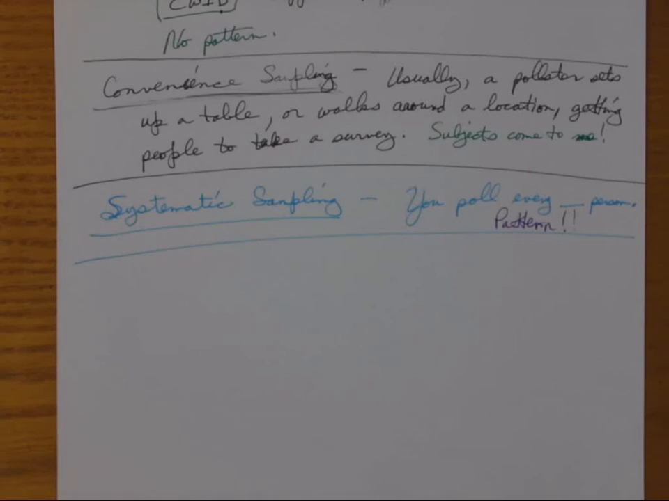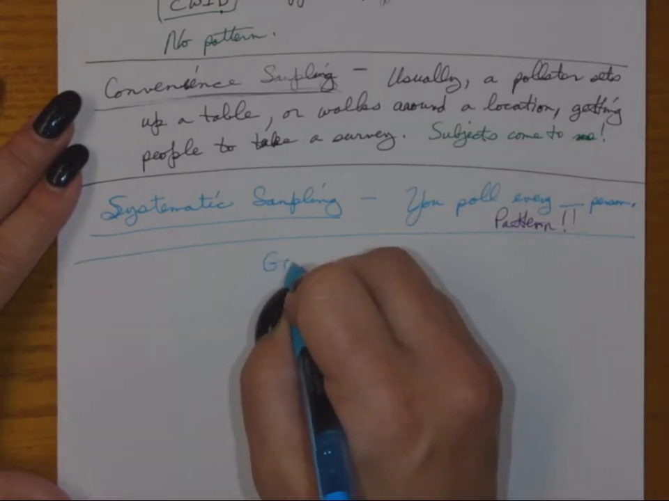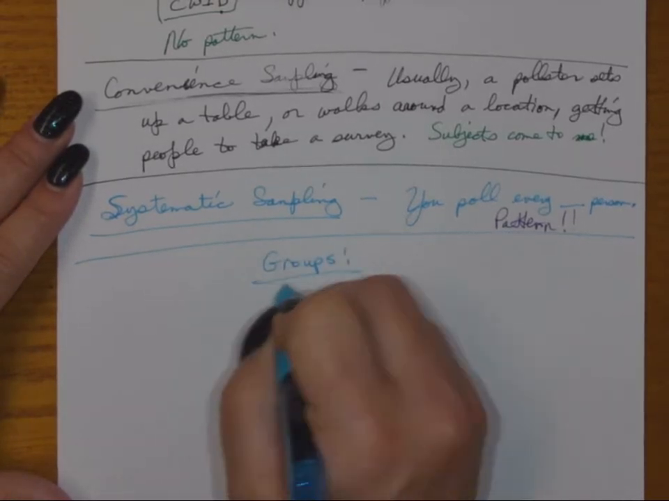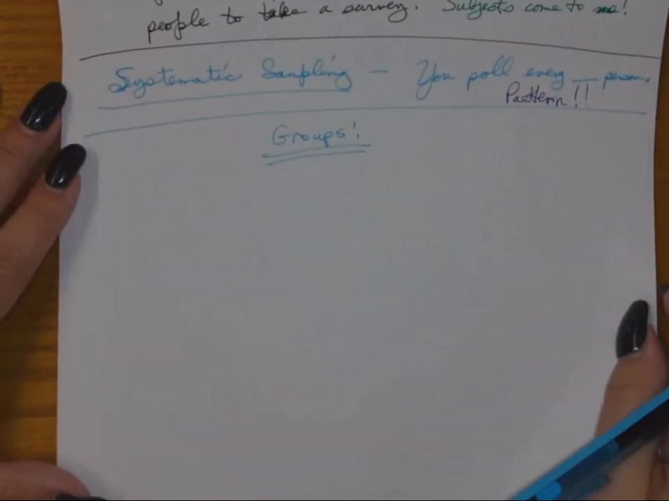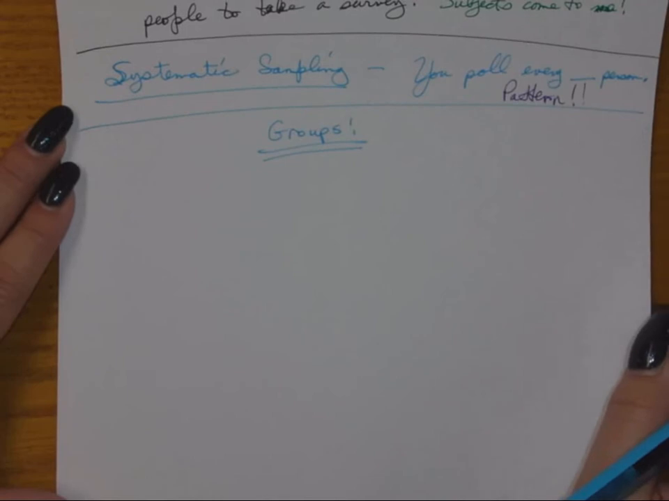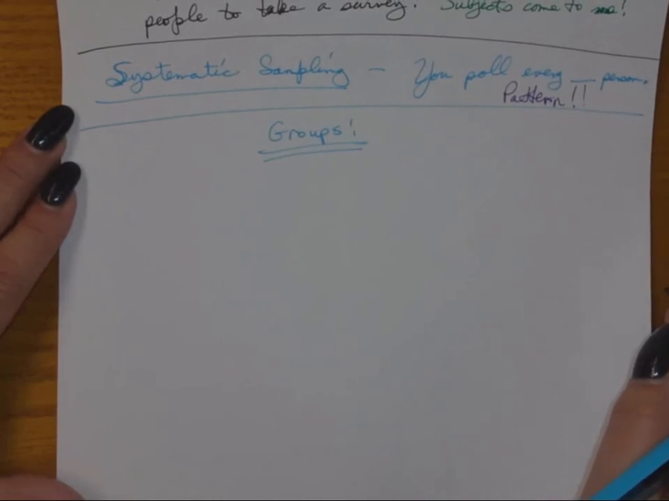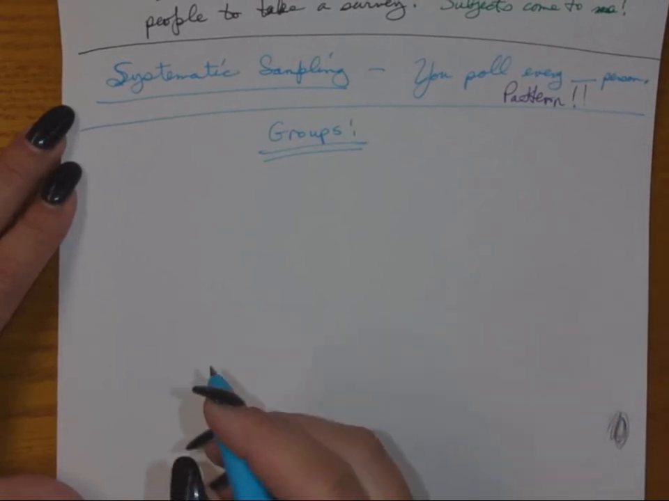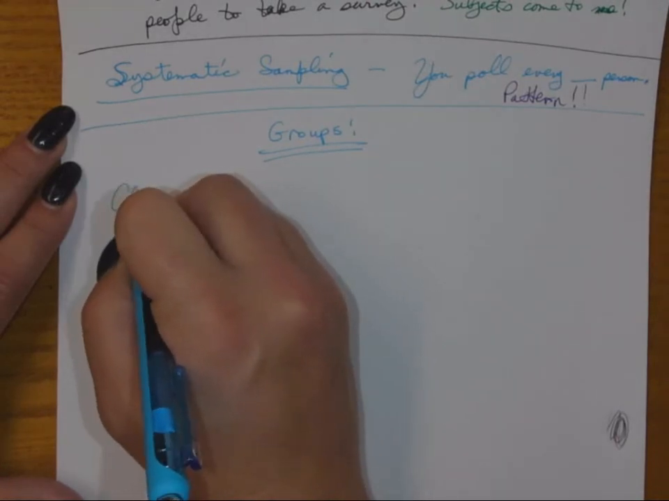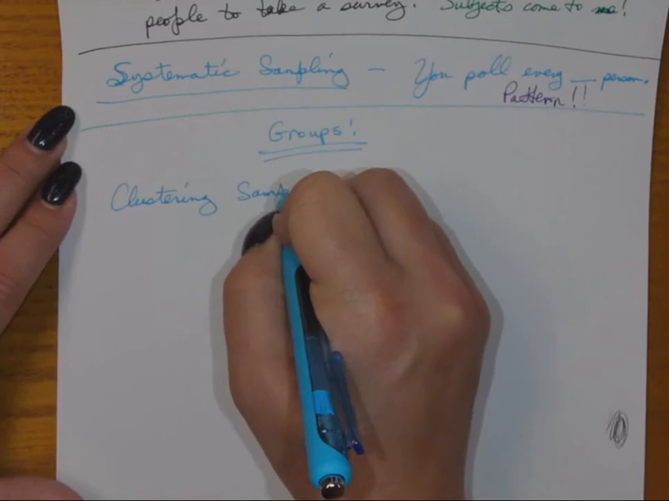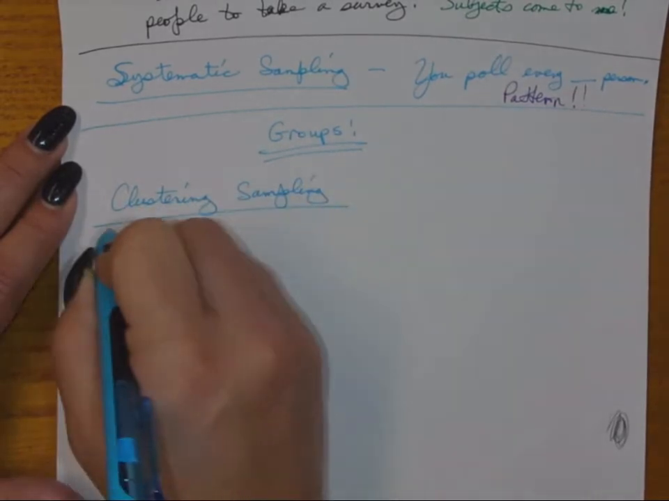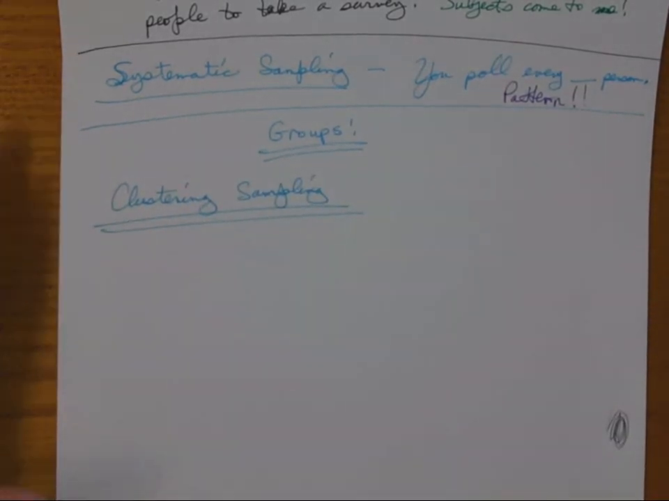Okay. All right, and then there are 2 left, and these are both, I consider them the group ones. So these have groups. Okay, so I put those together whenever I talk about them, and your book does too, so we'll talk about those together. There's 2 different ones. One is called clustering sampling. Okay. So again, remember, these are already in groups.